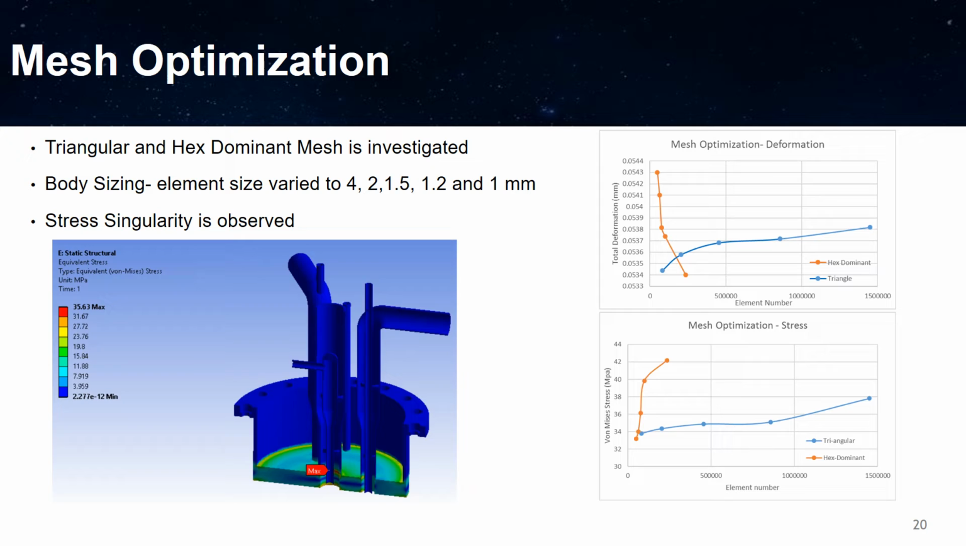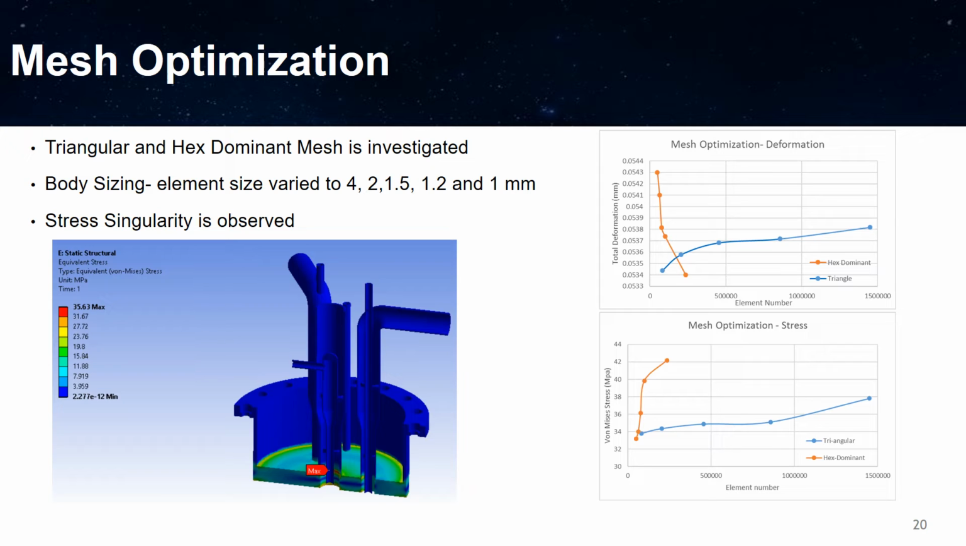So now, the mesh optimization I did, I looked into both triangular and hex-dominant mesh. I tried doing multi-zone mesh, but the multi-zone mesh does not work very well with this injector design because of all these curves and other features. So we're going to take proximity and curvature into account, and we did body sizing of the injector using triangular and hex-dominant, and we varied element size from 4 to 1 millimeter at different intervals.